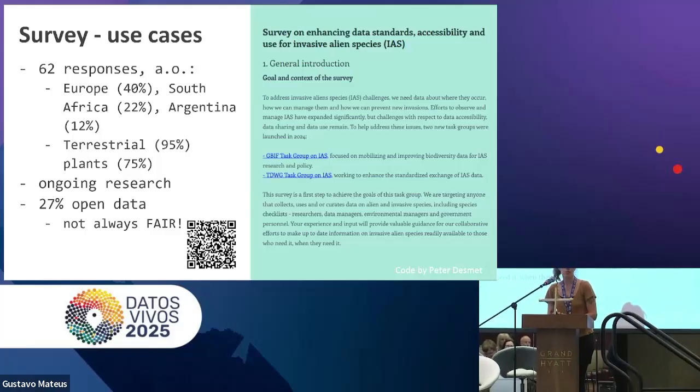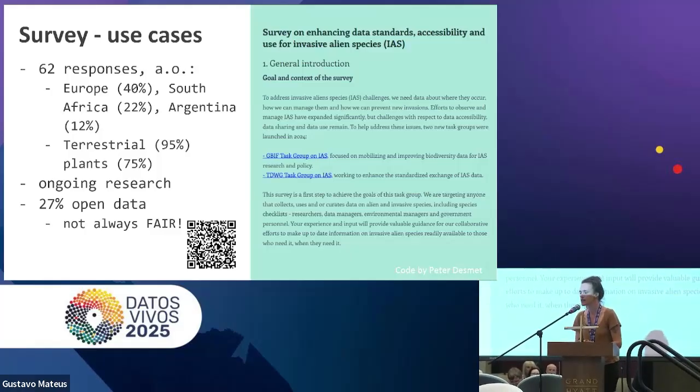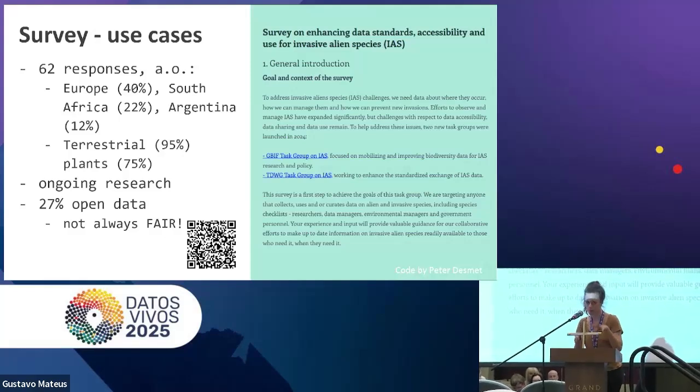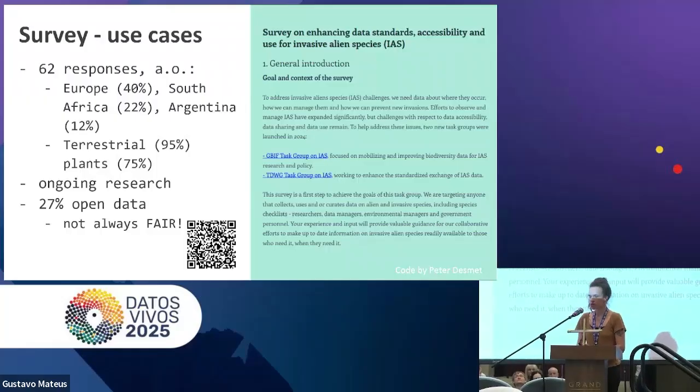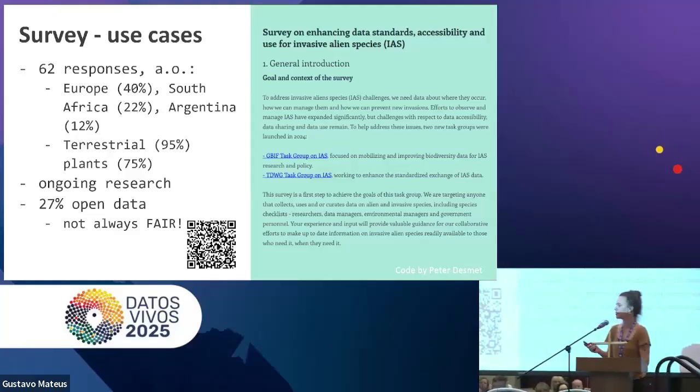What is also surprising, well, it wasn't actually really surprising, is that 30% indicated to have open data, but if you browse through the details, you can see that they're just not FAIR. They're not findable, not accessible, not interoperable, and not reusable. So there's just a small minority of the data that's actually open and FAIR.